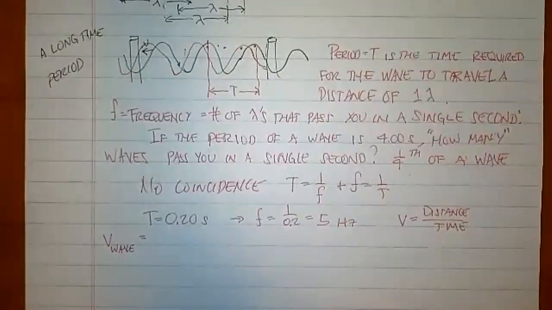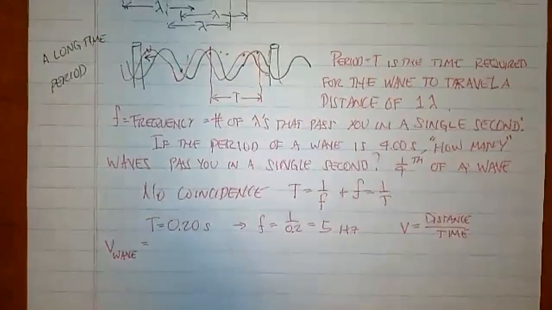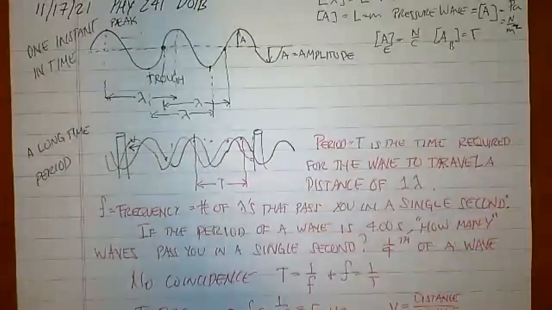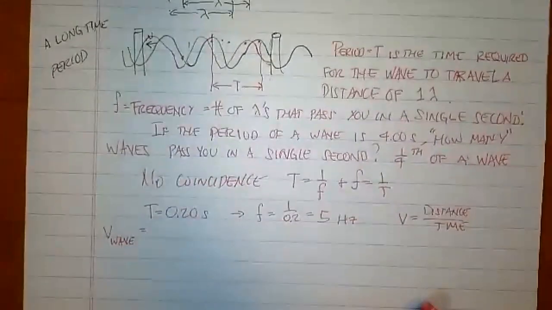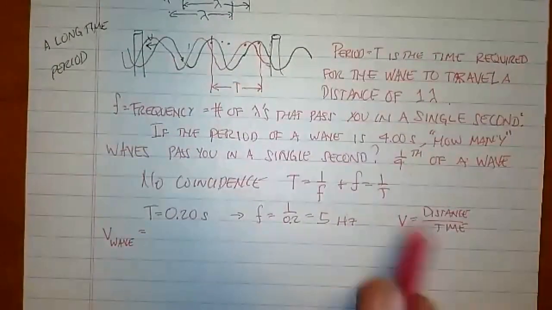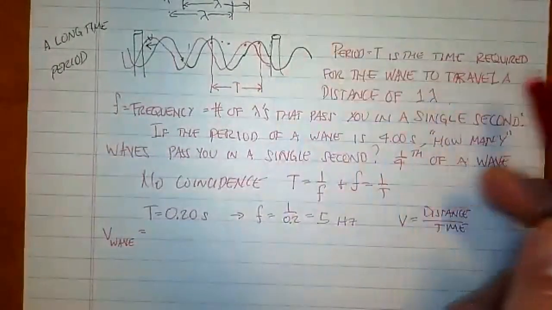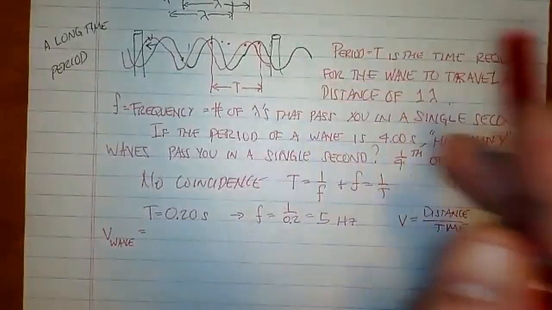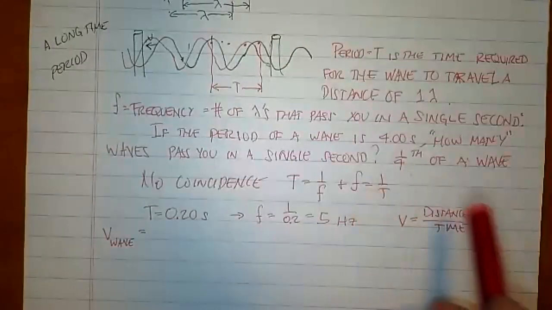Can somebody give me a relationship for the velocity of a wave involving lambdas, f's, t's, a's, as we just defined them? Read this sentence. Read this equation.